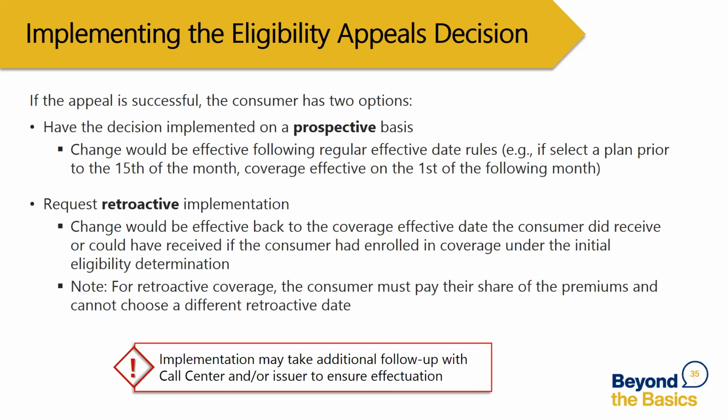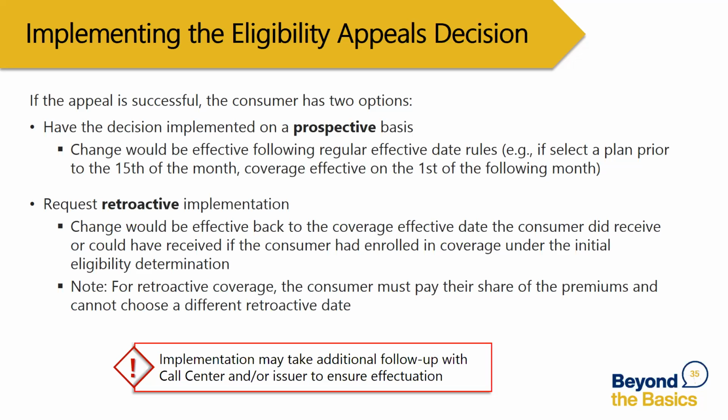Once a final decision is made by the federal appeals entity, then we move into implementation. So for the most part, decisions are implemented on a forward-looking or prospective basis. And the change is effective following regular effective dates. And I think I forgot to update this, but sometimes I think those effective dates have actually changed, that it's now pretty quickly that you can get prospective relief.